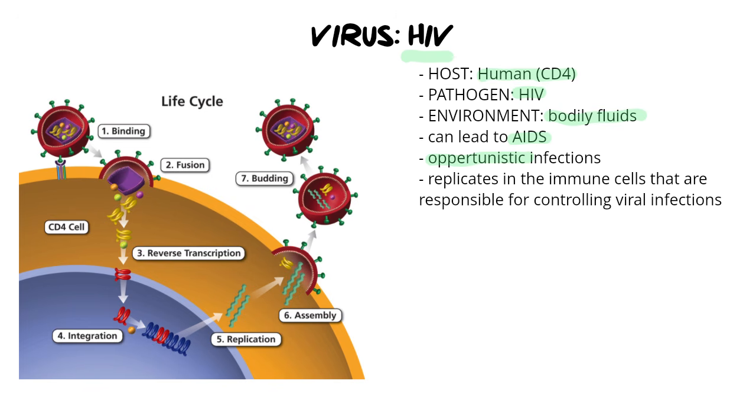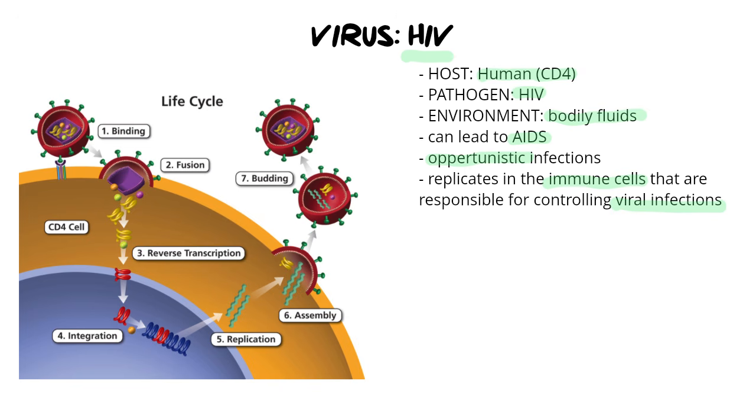Now, where it replicates specifically is the immune cells that are supposed to be responsible for controlling viral infections, which makes this quite difficult to treat. Now, if you're not so certain about how HIV actually replicates, you should go and watch my video above that I've linked on the lytic and lysogenic cycle. That is how viruses replicate, as well as specifically how HIV replicates.